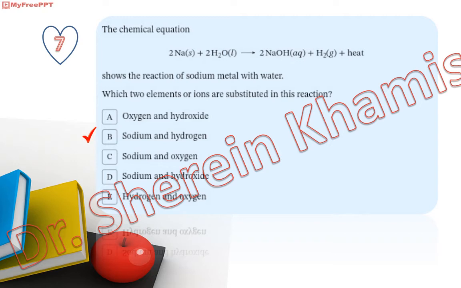Sodium replaces hydrogen, taking hydrogen away from the reaction, and we can test for it with a glowing splint. It will make an explosion, which means that hydrogen gas is evolving. Okay, let's go to question 8.